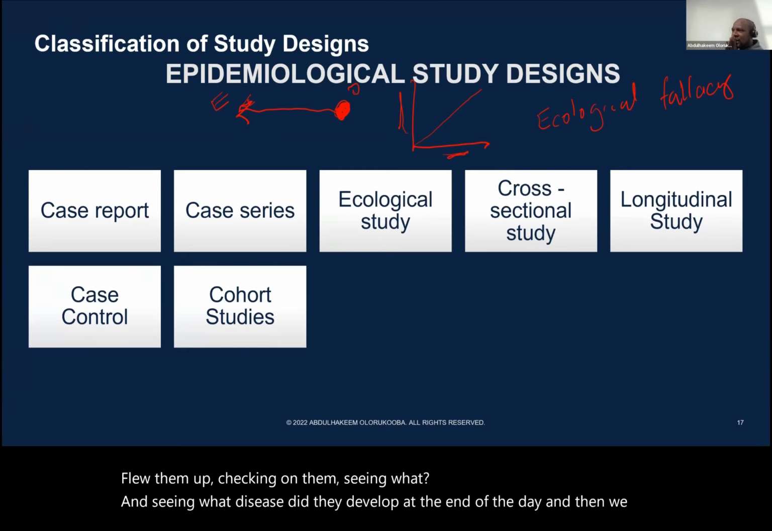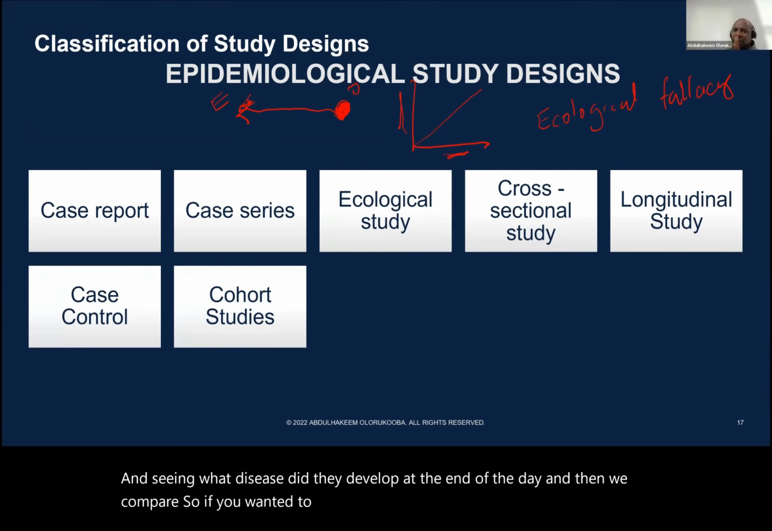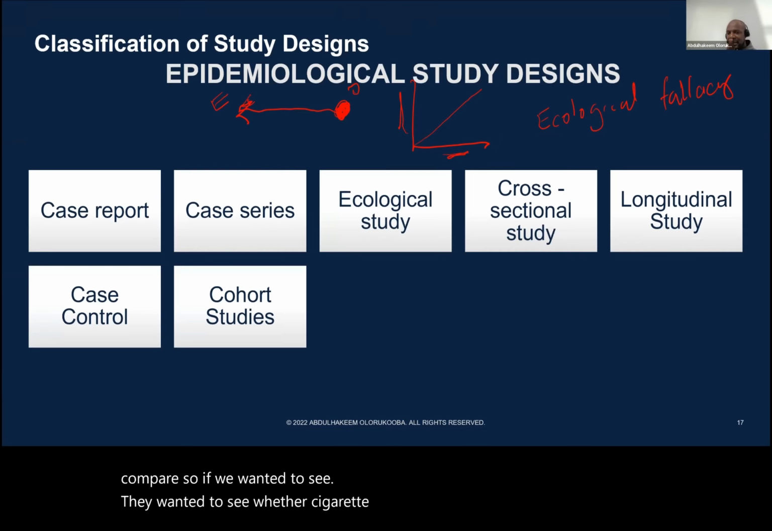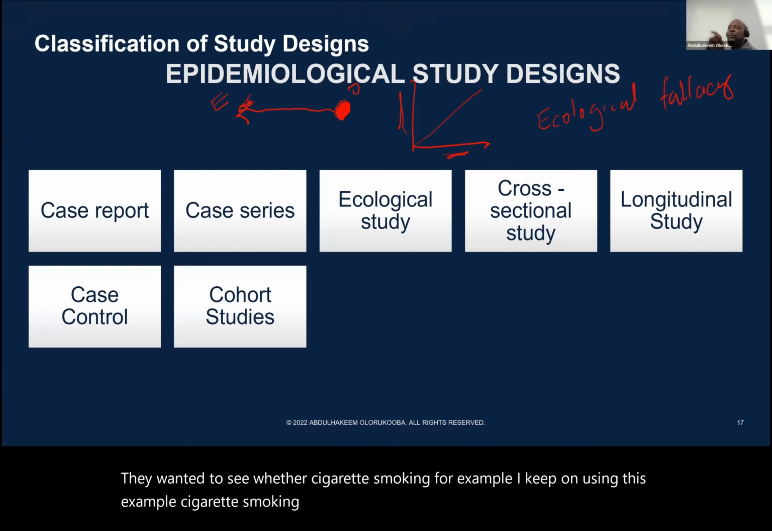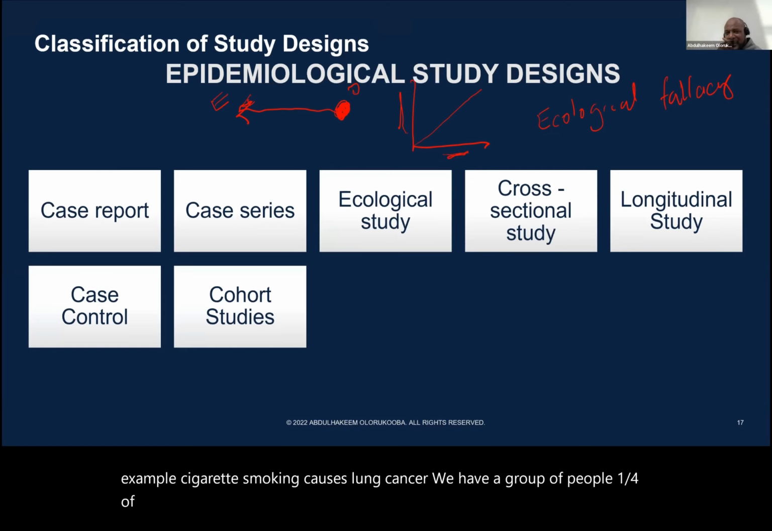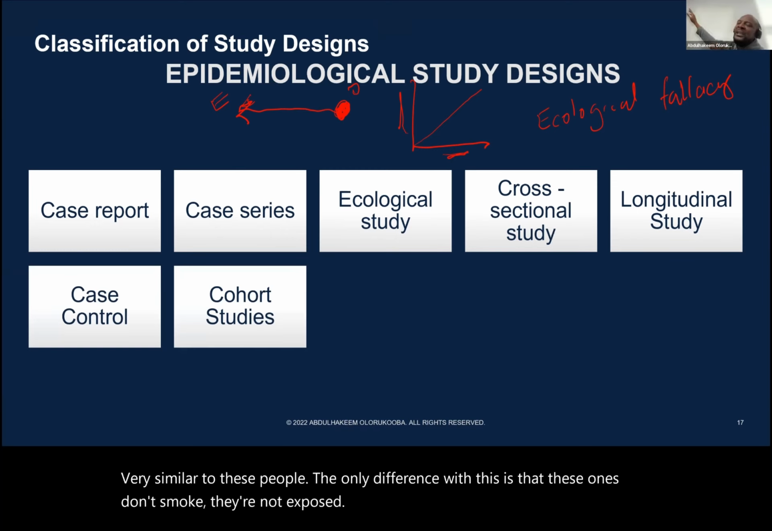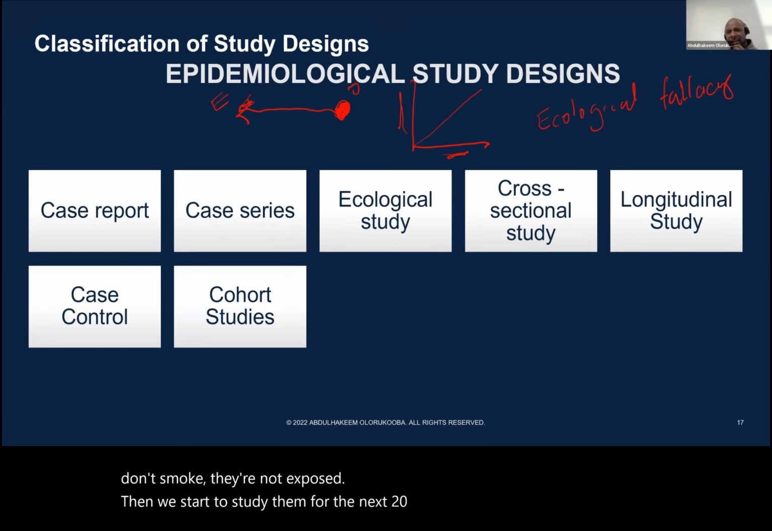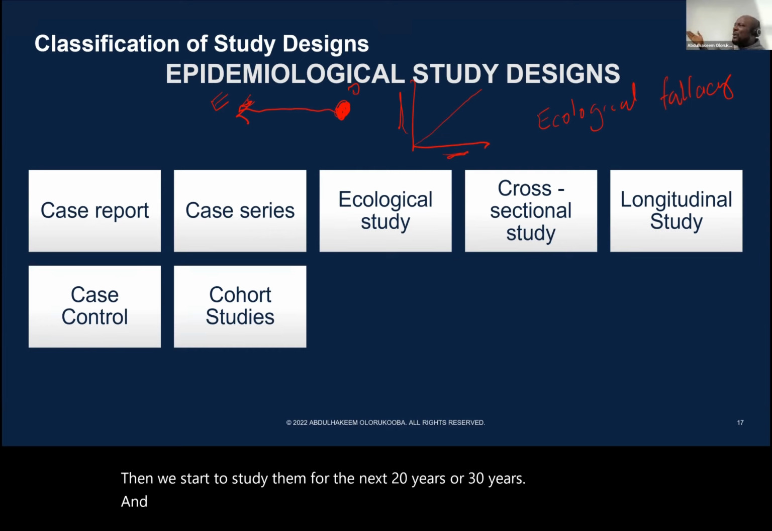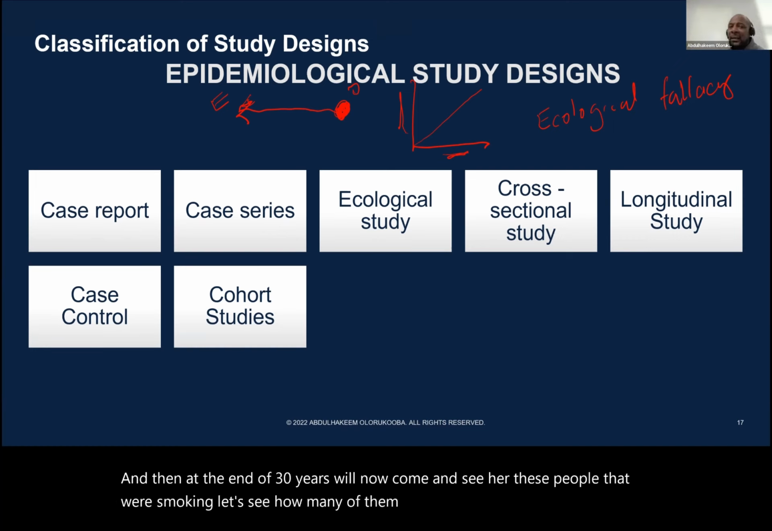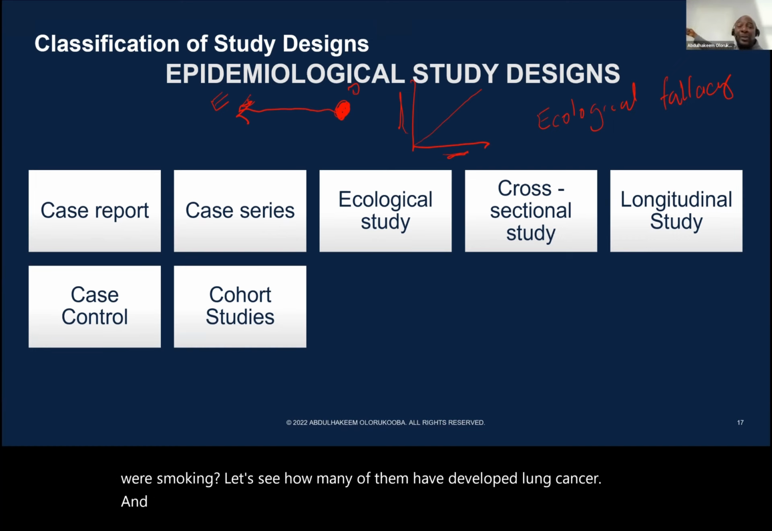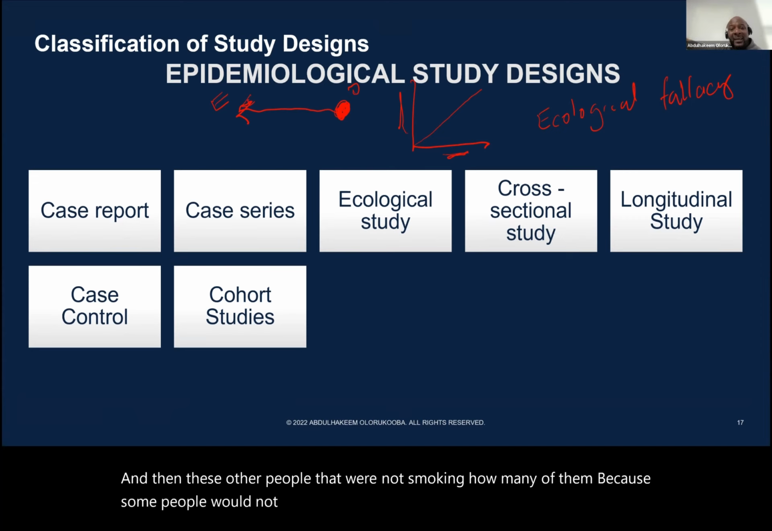So if we wanted to see whether cigarette smoking, for example, I keep on using this example, causes lung cancer. We have a group of people, a cohort of people that are cigarette smokers, and then we have a control, very similar to these people. The only difference is that these ones don't smoke, they're not exposed. Then we start to study them for the next 20 years or 30 years. And then at the end of 30 years, we'll now come and say, these people that were smoking, let's see how many of them have developed lung cancer. And then these other people that were not smoking, how many of them? Because some people will not smoke, they'll still develop lung cancer.